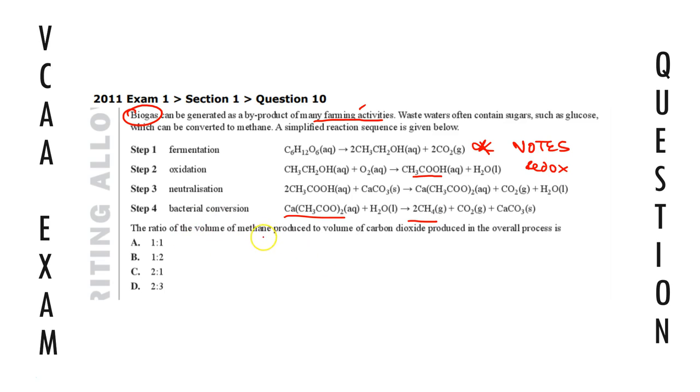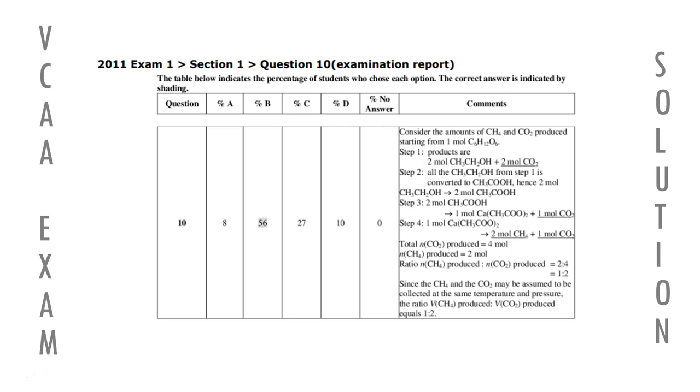So the ratio of the volume of methane produced to the volume of carbon dioxide produced is, we are seeing, 2 methane being produced for each 1, 2, 3, 4. 2 is to 4, simplified down to 1 is to 2. So the answer is going to be B. There we go.